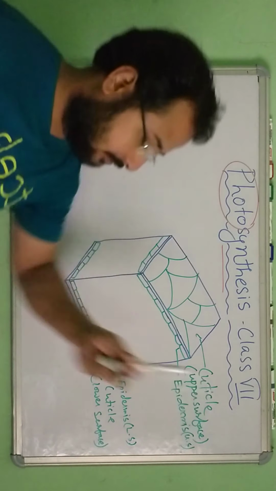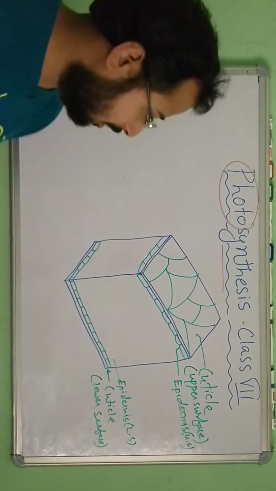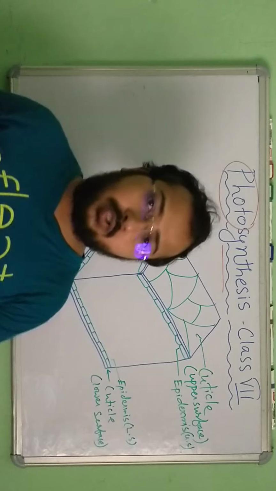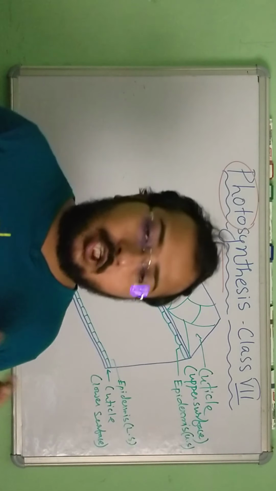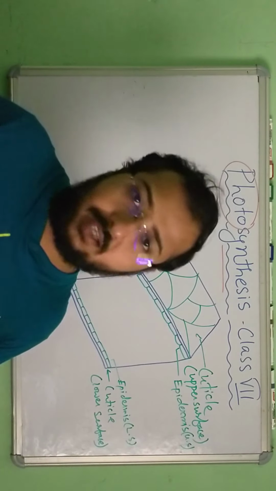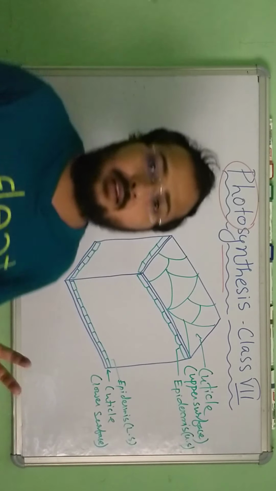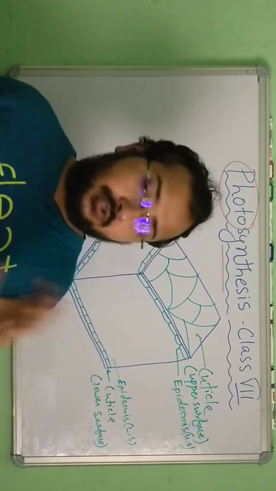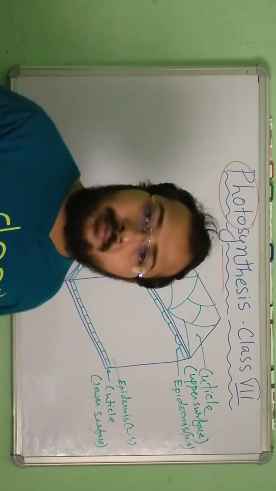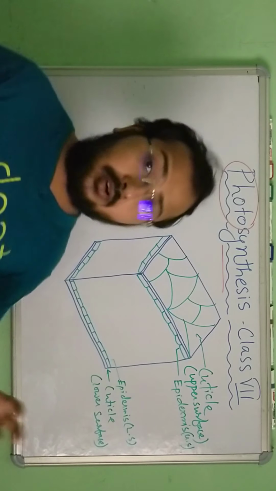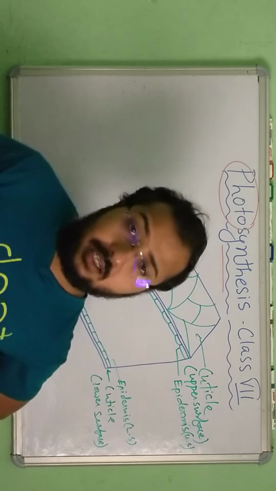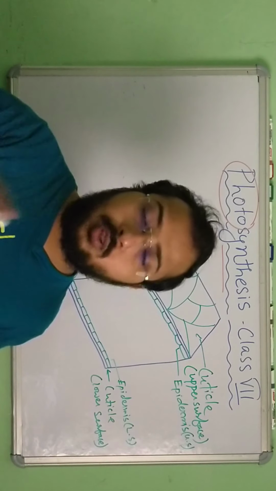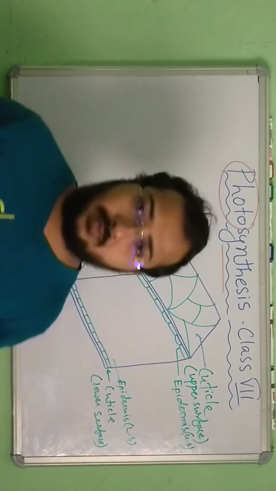Now what is the meaning? Let me tell you before moving forward, let me tell the meaning of the labeling that I have drawn here. Cuticle. Now what is cuticle? What is the function of cuticle? Cuticle is a waxy layer made up of waxy material, present on the upper surface and the lower surface both. The cuticular layer may be thin in some leaves and thick in others. Basically, the function of the cuticular layer is to control the transpiration rate.